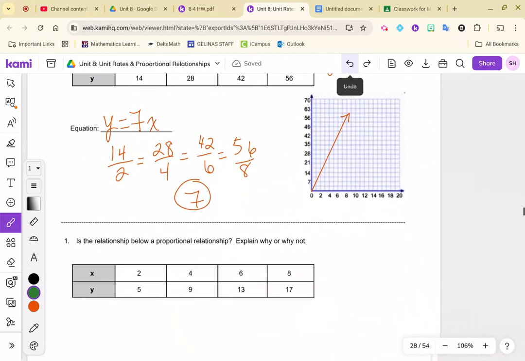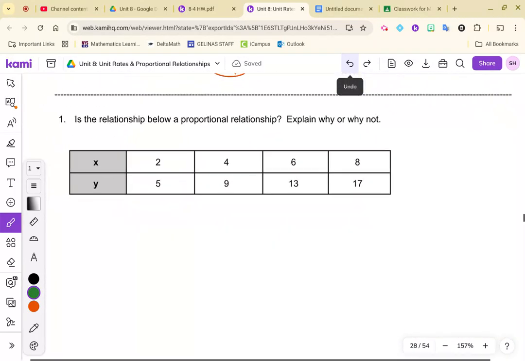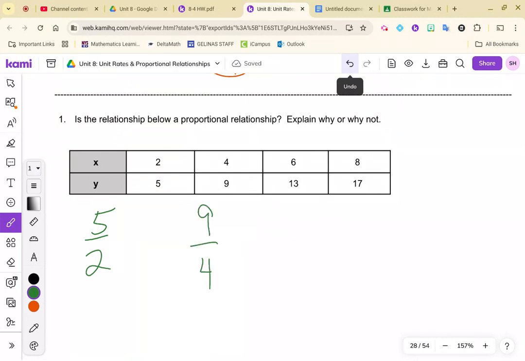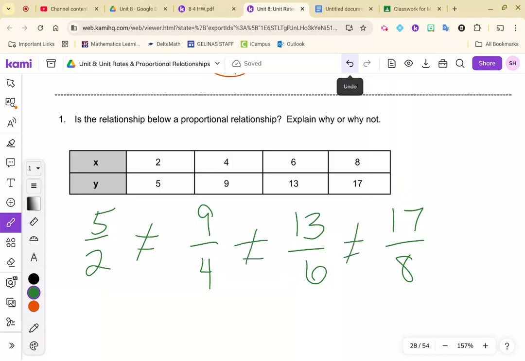And so what I want you to see is that even though this question says, is the relationship a proportional relationship, explain why or why not, I'm going to spoil it and let you know it's not. Because if I try to compare 5 divided by 2 to 9 divided by 4 to 13 divided by 6 and so on, these aren't equal. For example, 5 divided by 2 is 2.5. That does not equal 9 divided by 4, which is 2.25. And so these don't equal each other, and so we can already tell it's not proportional.